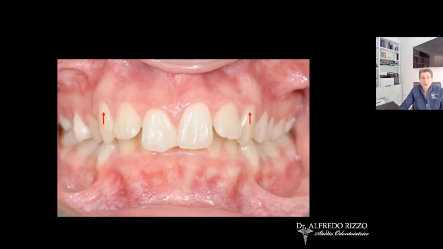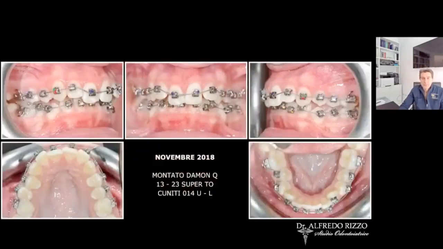We have selected SuperTalk on canines. In November, we have bonded the Damon Q system on the upper and lower jaw with SuperTalk on the upper canines. We have round Copernicti 0.14 arch wires. These are super elastic, light force arch wires, which will help us achieve intrusion during the first weeks. It will happen very quickly. The patient will see improvement very fast.